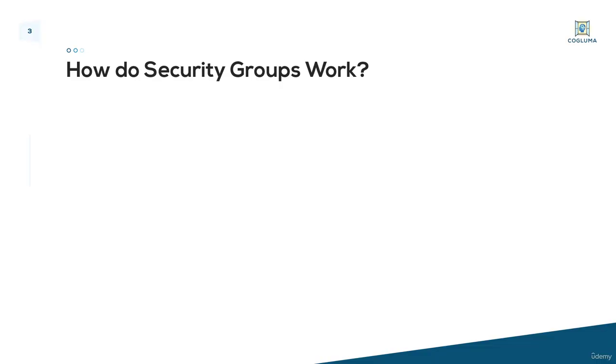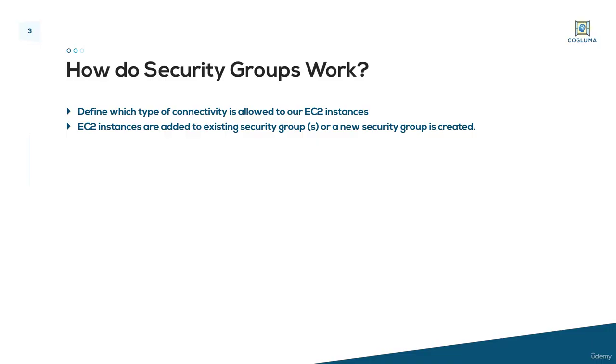Let's talk a bit about how security groups work. Well, they define which type of incoming and outgoing connectivity is allowed from our EC2 instances. EC2 instances are going to either be added to an existing security group or a new security group is going to be created. We cannot have an EC2 instance that has no security group associated. It has to have either an existing or a new one associated with it.